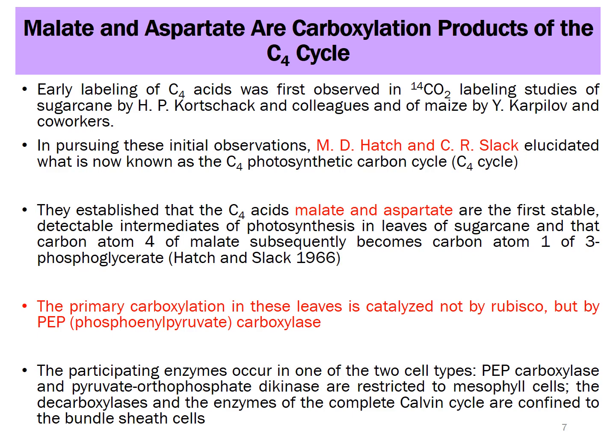The participating enzymes occur in one of the two cell types. The PEP carboxylase, which firstly incorporates the carbon dioxide, and the pyruvate orthophosphate dikinase are both restricted to mesophyll cells. The decarboxylase enzyme, which releases the carbon dioxide, and the enzymes of the complete Calvin cycle are confined to the bundle sheath cells. So with this knowledge, Hatch and Slack were able to formulate the basic model of the cell, which I will explain in the coming slide.